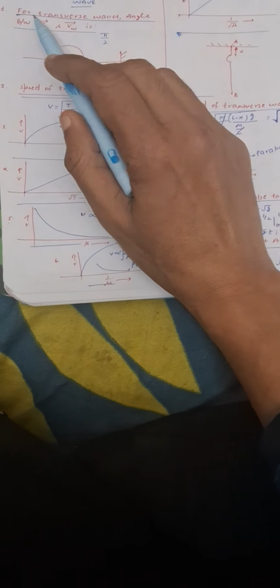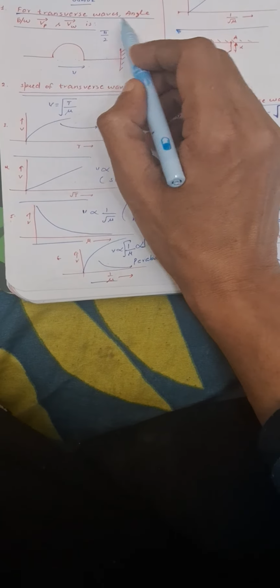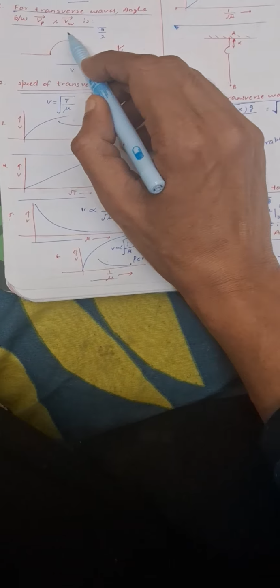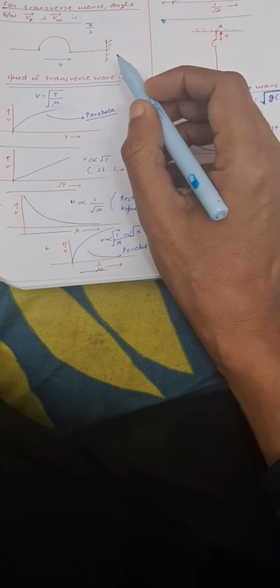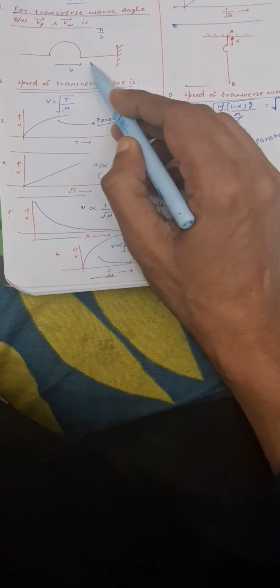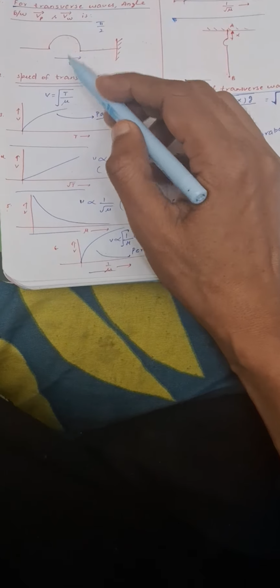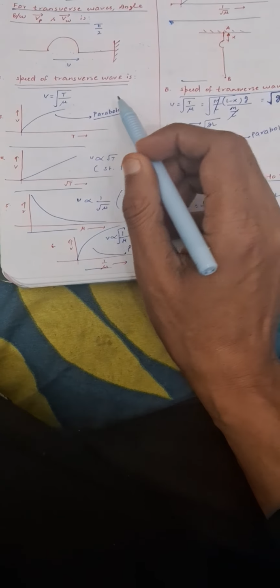So here is the worksheet on transverse waves. The first question is, for transverse waves, what is the angle between particle velocity and wave velocity? It is 90 degrees. As you can see over here, the wave is moving along the x-axis and the particles are vibrating along the y-axis.